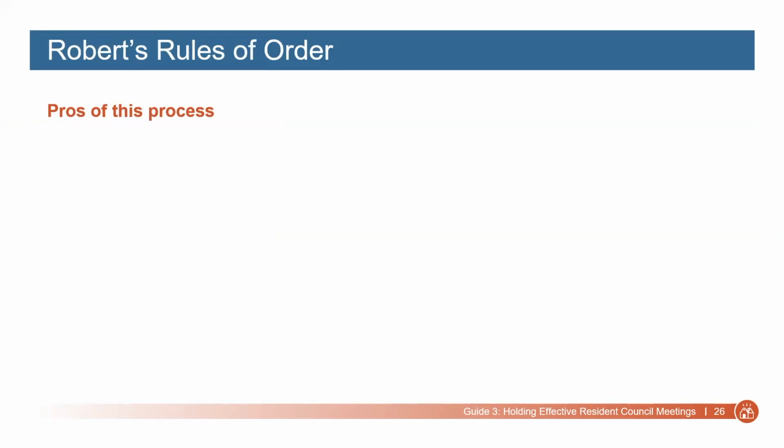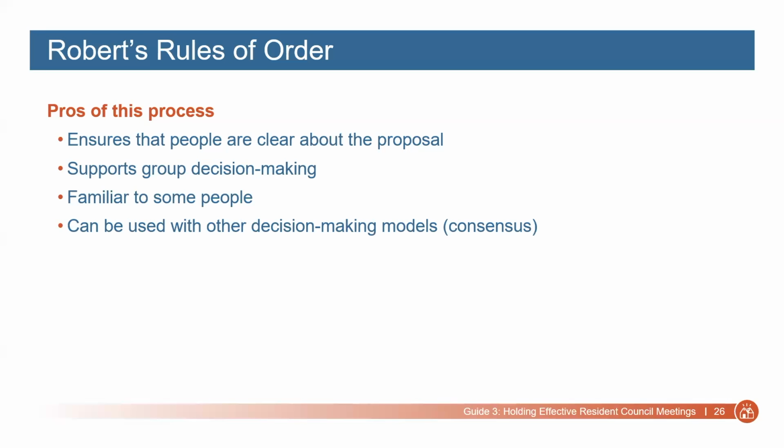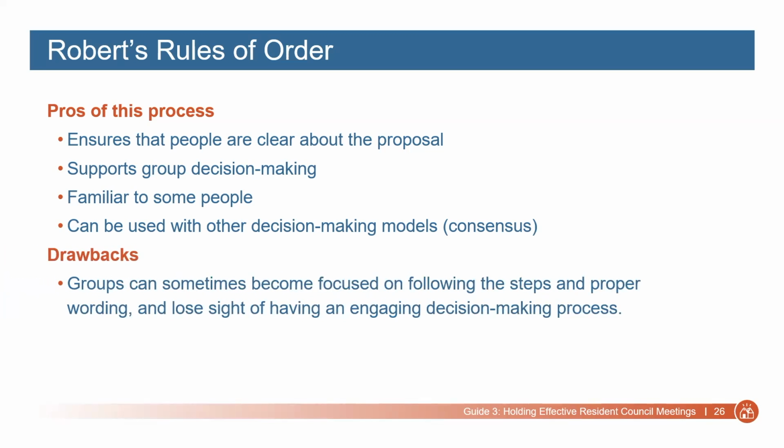Robert's Rules of Order is a way that many groups, like resident councils, community groups, and even companies, make decisions. Some of the pros of Robert's Rules of Order are that it ensures people are clear about the proposal, supports group decision-making, may be familiar to some people already, and can be used together with other models like consensus decision-making. The main drawback is that because it is a very rule-based model, some groups can become more focused on the exact steps and wordings required by the process, and lose sight of having an engaging process.